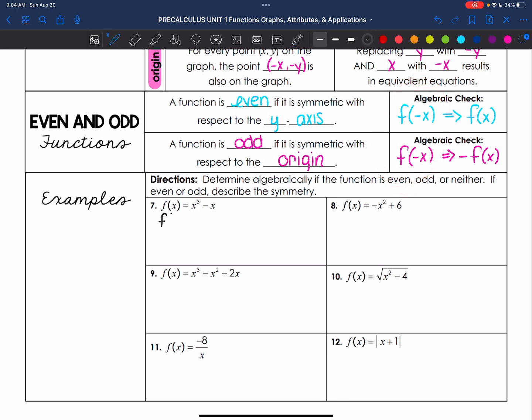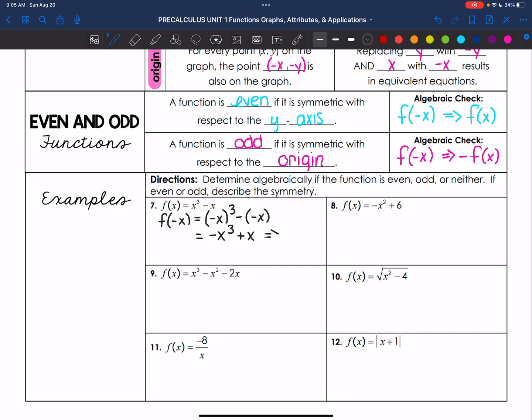So I'm going to take my function at the opposite of x, do a little input here. That means I'm going to take the opposite of x and cube it, and then I'm going to subtract the opposite of x. Let's simplify and see what happens here. When I take a negative and cube it, it's going to stay negative. It's going to be a negative quantity. And then when I take minus a negative, that's going to be addition. And so now let's look and see what happened here.